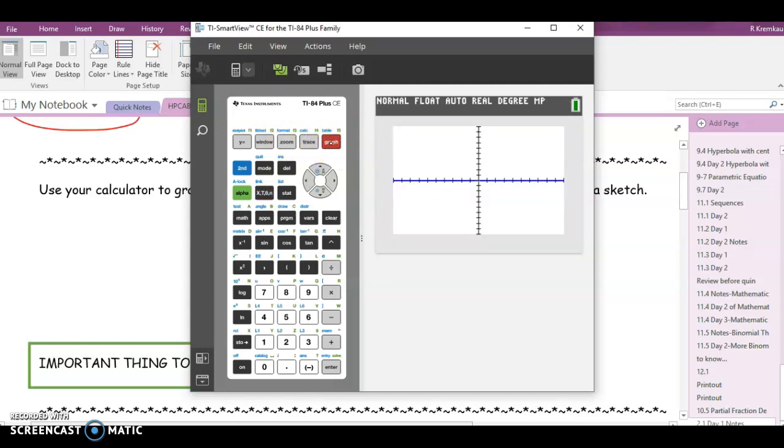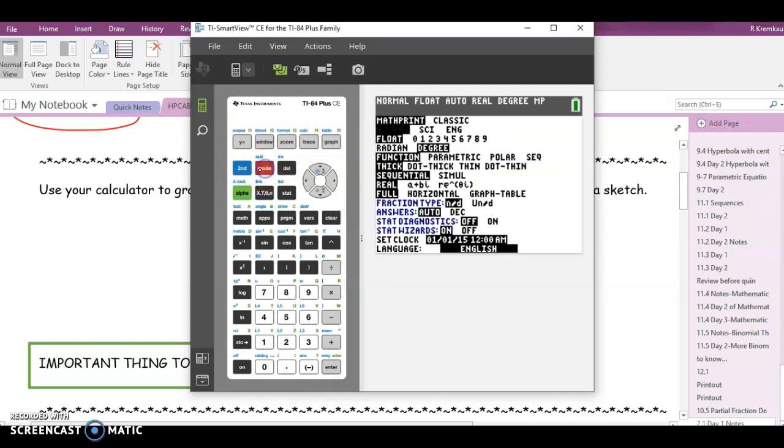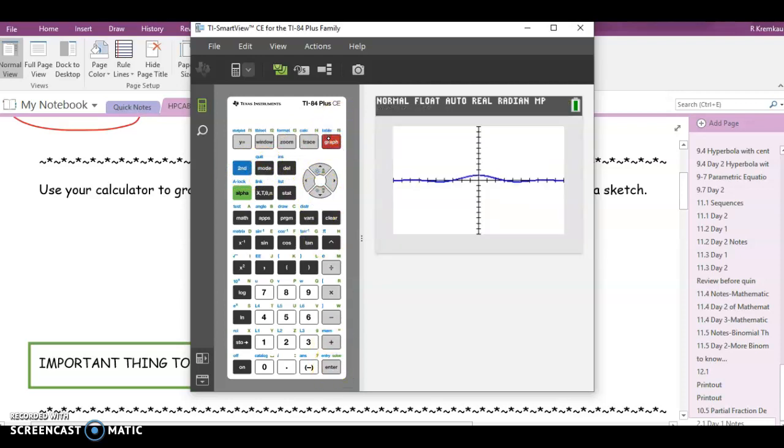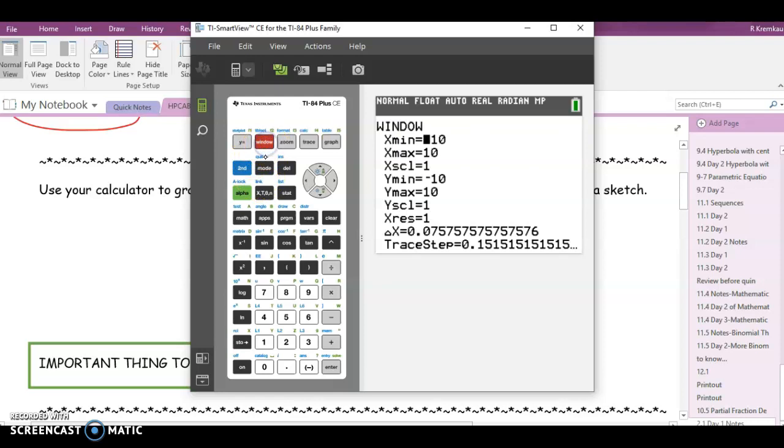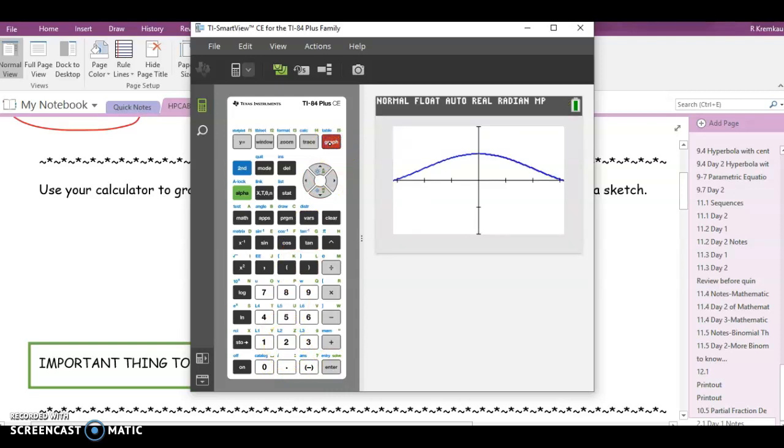When you hit graph, I might have to adjust my window. What you want to do is make sure that you are in radian mode. I have my graph here. I'm going to change my window a little bit. I think I'm going to go from negative pi to positive pi, and that should suffice. And we don't need to go all the way up to 10. We can just do like negative 2 to 2. If we graph it, you get a better look at the specific part of the graph.